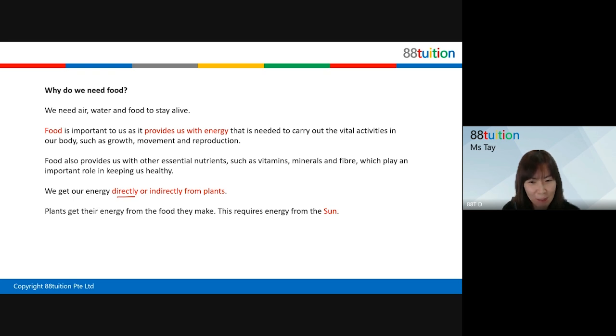Okay, all right. I see someone typing in already. Indirectly means what? We eat animals which eat plants. Nathan, you are right. So we will study the food chain much later. But you are correct to mention it here. So plants get their energy from the food they make, right? So this requires energy from the sun. What kind of energy? This is the light energy that I'm talking about.